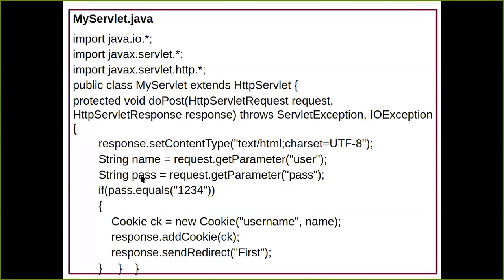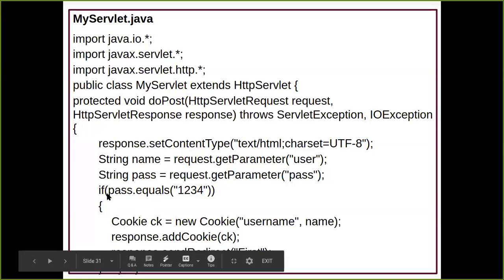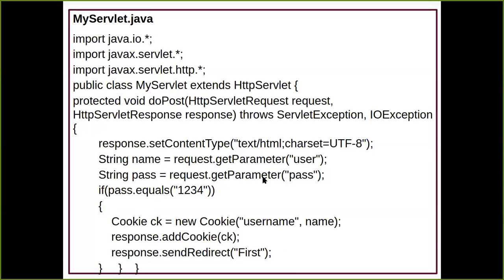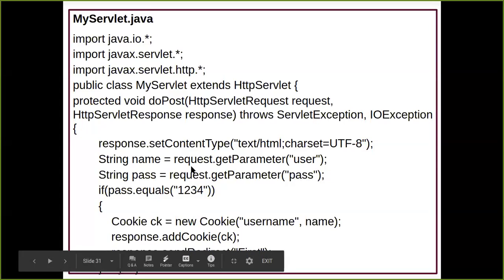Similarly with the password. Now I'm simply giving a condition. If I want to get redirected to the third file, or you can say the second Java file, which I have created for this specific program, then I am going to have a condition: if the variable holding the password value coming from the user end is equal to 1234, then only will the cookie be created.